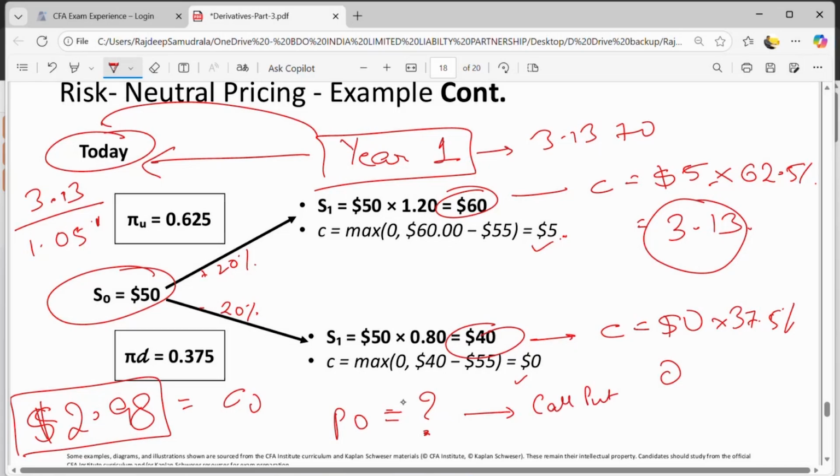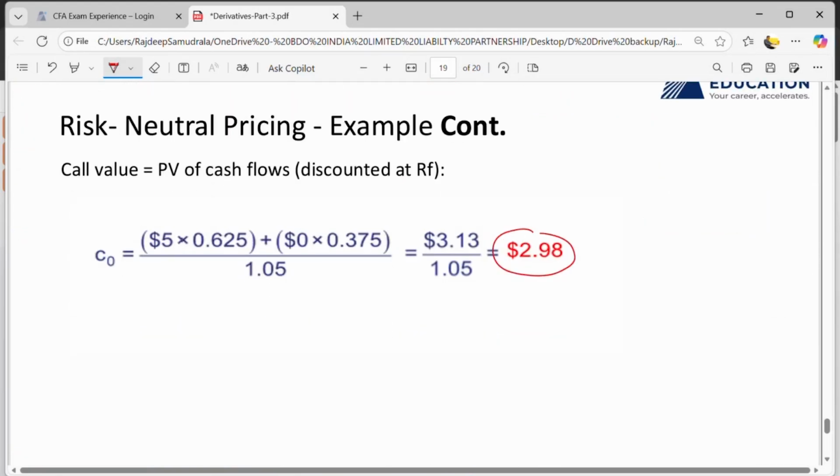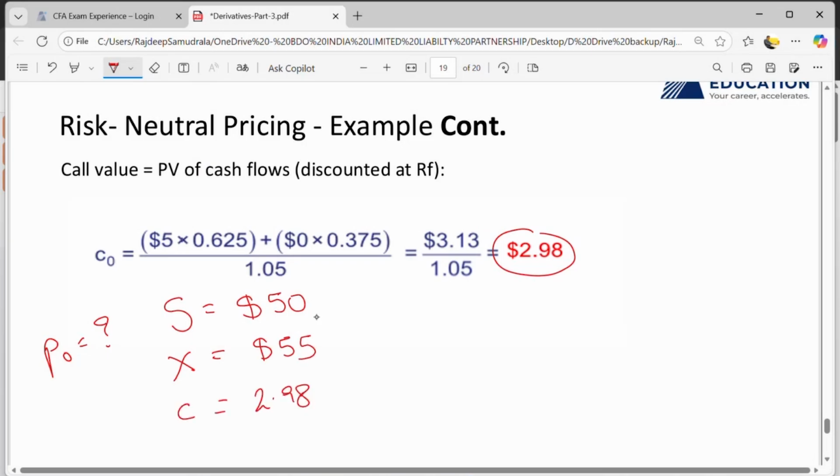समझा? तो अगर ये सब करके बोला कि call put दोनों का value निकालो, तो call you removed by doing 2.98, right? I got 2.98. Now this is my fundamentals. Now tell me what will be the put value in the same question. Simple. You know stock price is currently $50. You know exercise price is $55. And you know that you found out the call option is $2.98. So can you find out the put value? Obviously. Do the maths. Go on, start. Solve it.